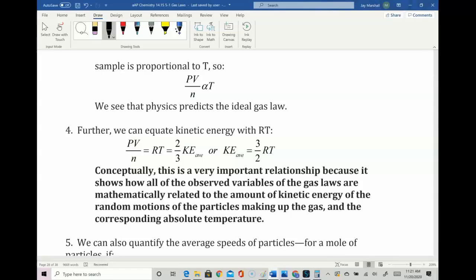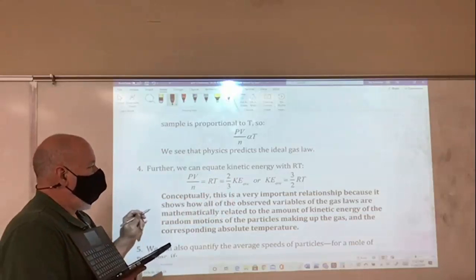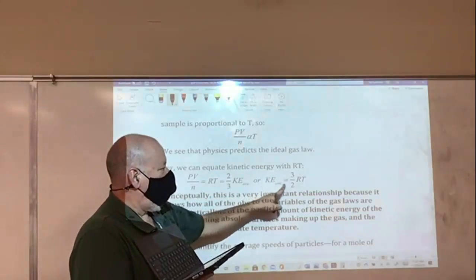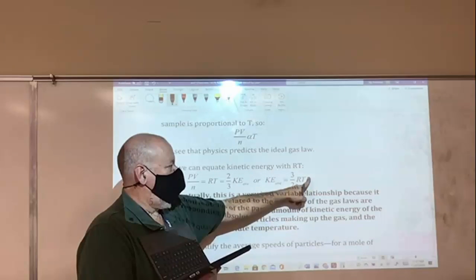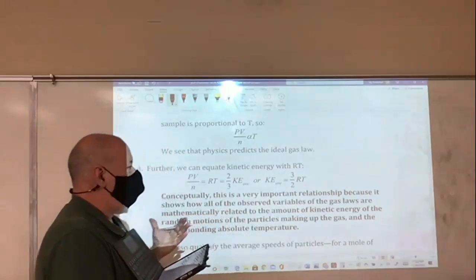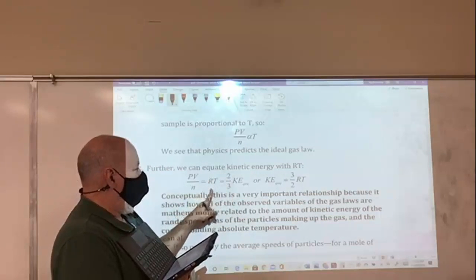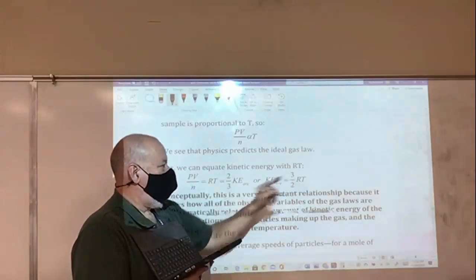So the other thing that we can do is that we can further equate the kinetic energy to the expression RT. We know that PV over N equals RT, right? And we also know that PV over N equals 2/3 times the average kinetic energy. So now we can say this is how the kinetic energy relates to the temperature. I can figure out how much kinetic energy all of my particles have if I multiply, and all I've done here is multiplied by 3 and divided by 2, 3/2 times RT.